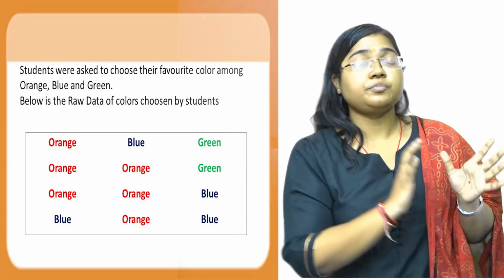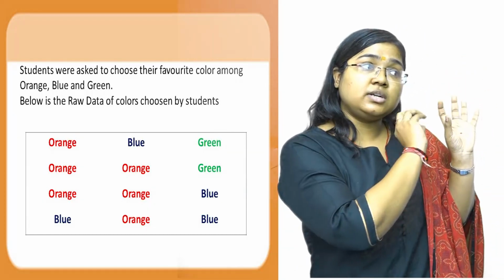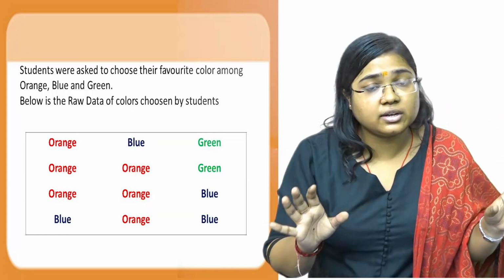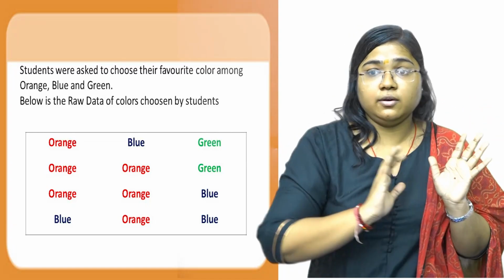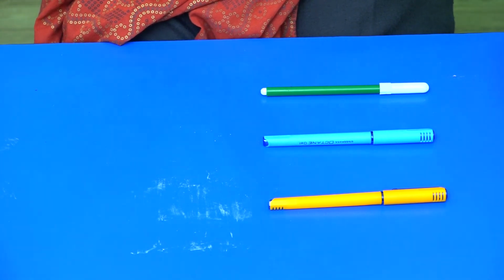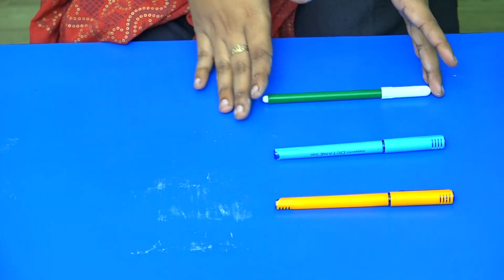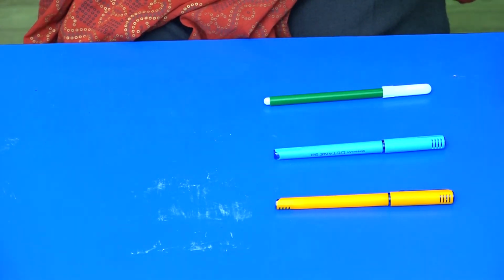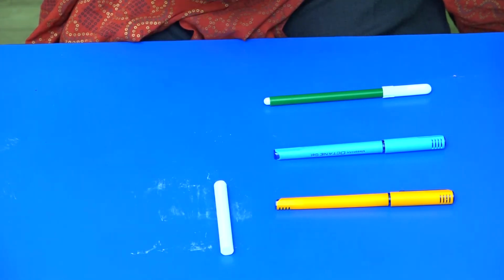As you can see here, it is in an unorganized form. In the table we have just written the colors they liked. This is not organized, so this is your raw data and the colors are the observations here. As we have seen from the example, we have collected the data with the colors orange, blue and green. So I have taken some materials easily available in the classroom, like an orange pen, blue pen and green pen to denote the orange, blue and green colors. Okay, as you have seen from the data, our first color is orange. So I will put a chalk mark in front of the orange color.